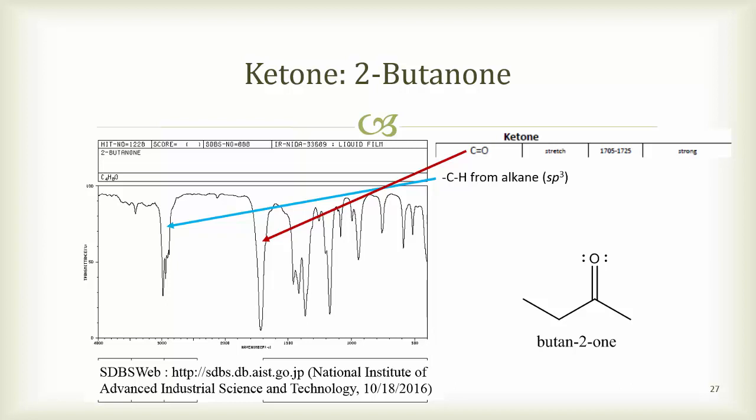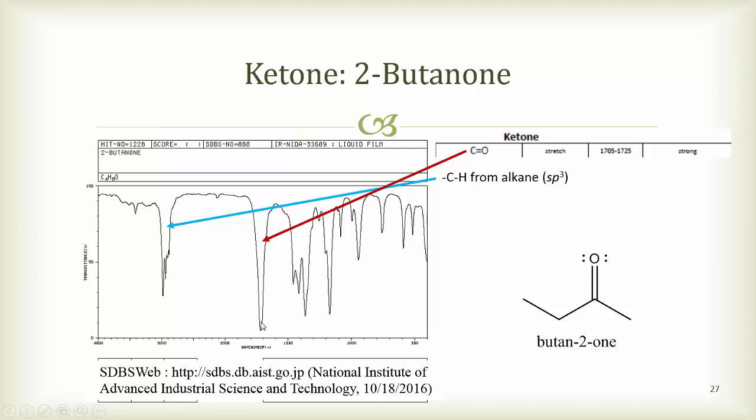This is an example of a ketone. Ketones have what is called the carbonyl group. What a carbonyl group is, is a carbon-oxygen double bond. And these usually are very intense bands, and they show up just above 1700 wave numbers.